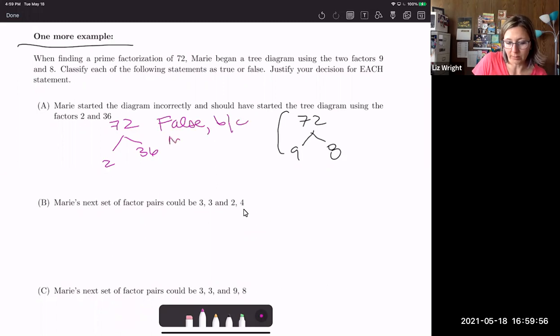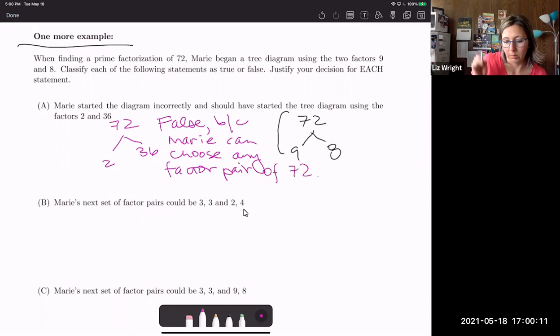because Marie can choose any factor pair of 72, period. So false, because Marie can choose any factor pair of 72 to start her tree diagram. All right, let's go back up to our original thing. So we've got to evaluate the next one, this next statement, to see if it's true or false.